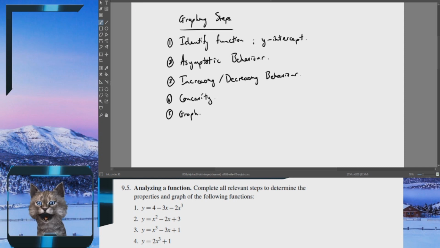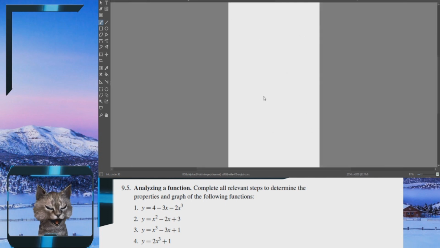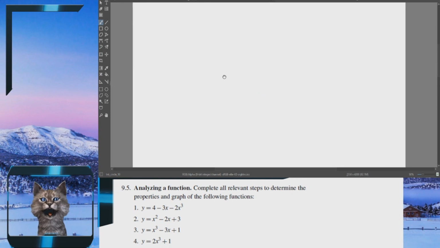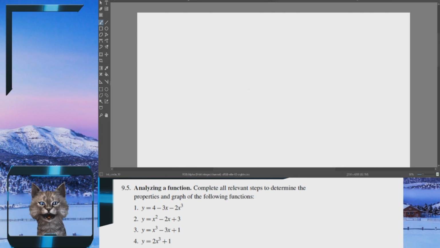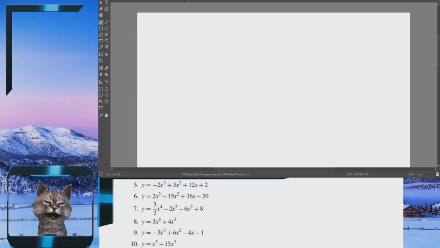So let's start with a simple type of function, namely a polynomial, and the one I want to look at is in my problem book 9.5, number 5. So there we have our function. I'll call it f of x, but you can call it y, you can call it whatever you want. Negative 2x cubed plus 3x squared plus 12x plus 2. This is going to be our polynomial.